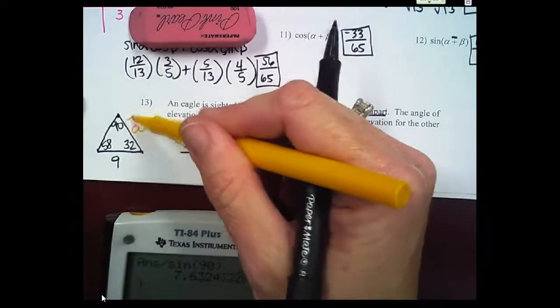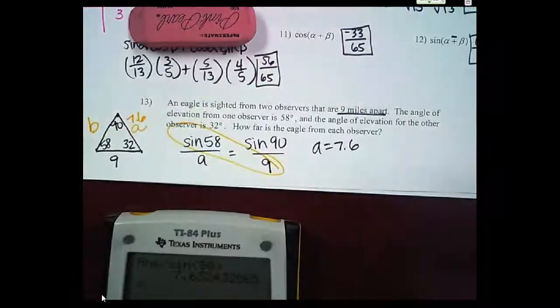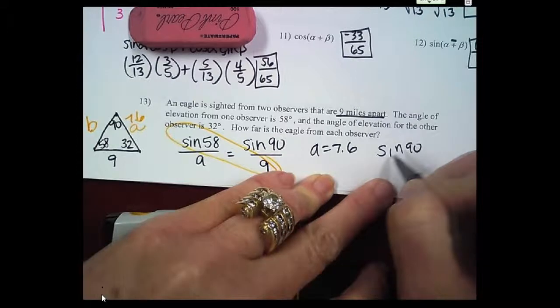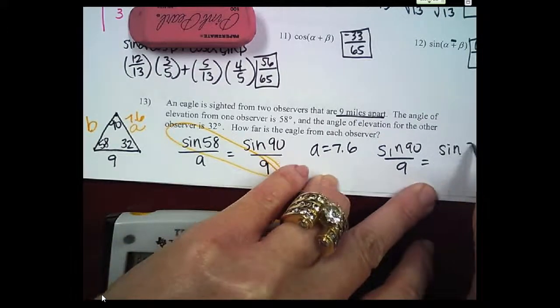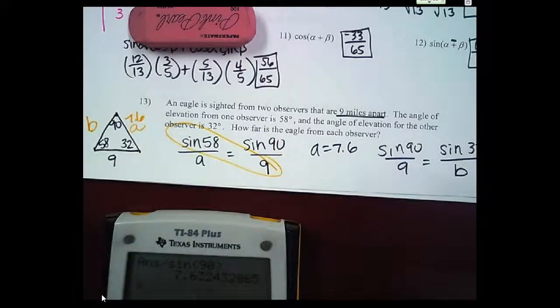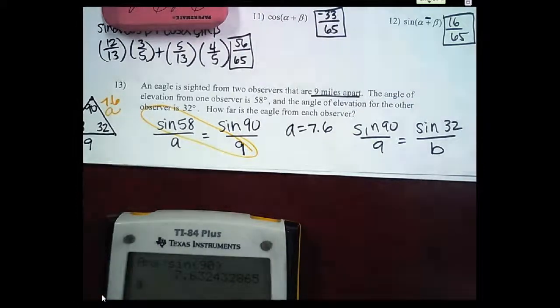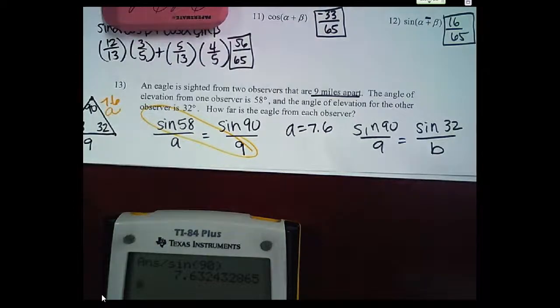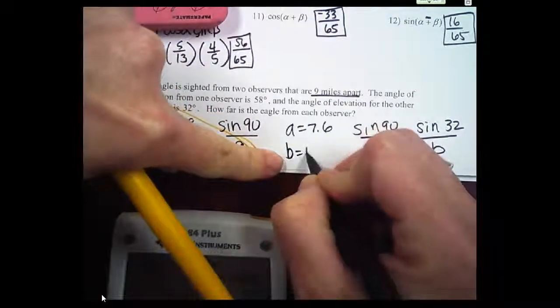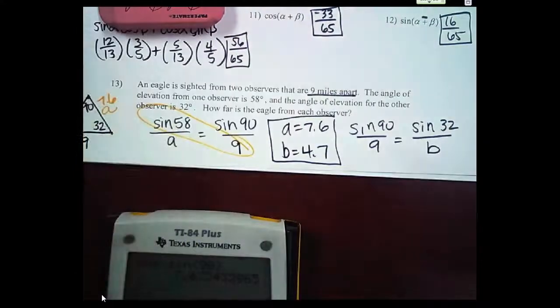Okay, so now we have A. We also wanted B. So use the same formula, but find B. Sine of 90 over 9 equals sine of 32 over your missing side B. Type in your calculator, see if you can get the right answer using your parentheses like you're supposed to. What did you get? 4.7. So B is 4.7. That's your two answers then. Okay? Go to number 14.